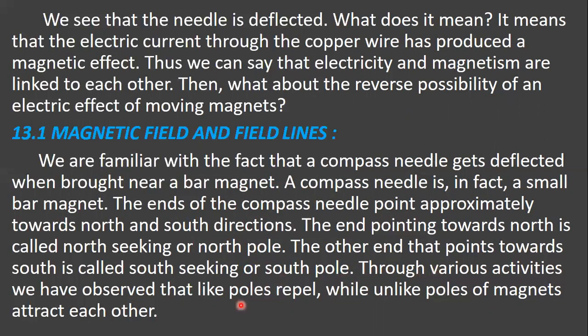Through various activities, we have observed that like poles always repel and unlike poles of the magnets attract each other. See children, you have also experienced this, that the like poles of the magnet will repel and the unlike poles of the magnet will attract each other.